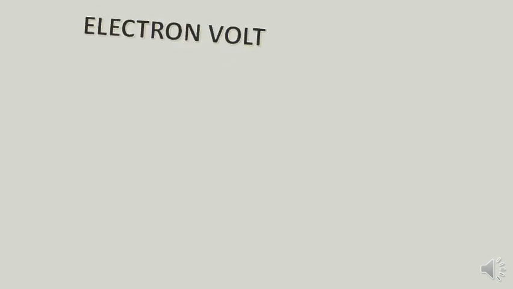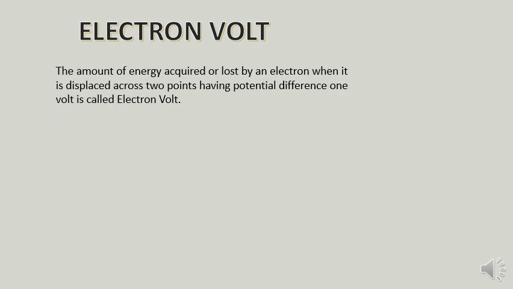Now the next topic is electron volt. इलेक्ट्रॉन वोल्ट नाम से जाहिर है हम बात करेंगे यहाँ इलेक्ट्रॉन की, और इलेक्ट्रॉन वोल्ट बेसिकली उस अमाउंट ऑफ एनर्जी या अमाउंट ऑफ वर्क डन का नाम है जो कोई भी इलेक्ट्रॉन किसी दो पॉइंट्स के दरमियान डिस्प्लेस करते वक्त अपने अंदर गेन करे या लॉस करे, और उस डिस्टेंस या डिस्प्लेसमेंट के दरमियान जो पोटेंशियल डिफरेंस हो वो 1 वोल्ट के बराबर हो. अकॉर्डिंग टू दिस we can write the definition of electron volt like this: the amount of energy acquired or lost by an electron when it is displaced across 2 points having potential difference 1 volt is called electron volt.